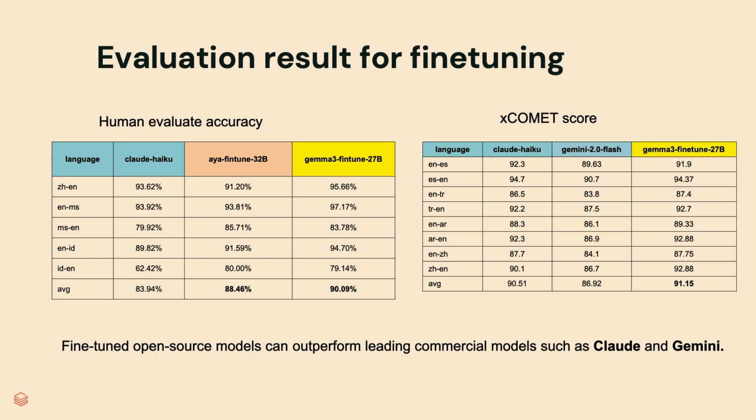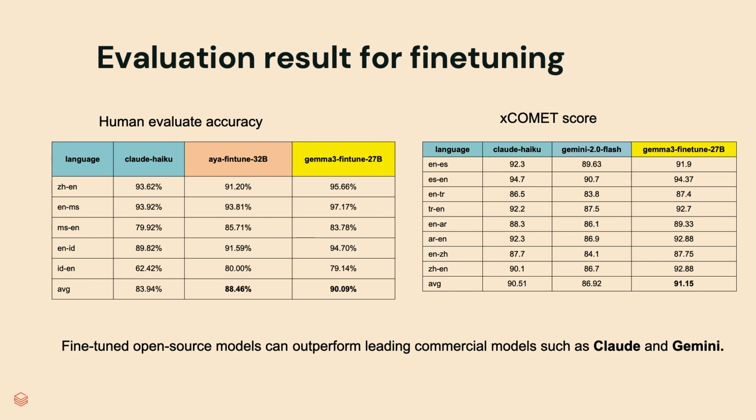Here are some statistical results. We're using two metrics to evaluate the quality. One is human evaluation accuracy. We ask human translators to evaluate whether a translation is correct or not, which means whether the translation represents the original meaning. Another one is called the XCOMET score. It is generated by an AI model from 0 to 100, where 0 is very bad and 100 means the translation is completely correct.